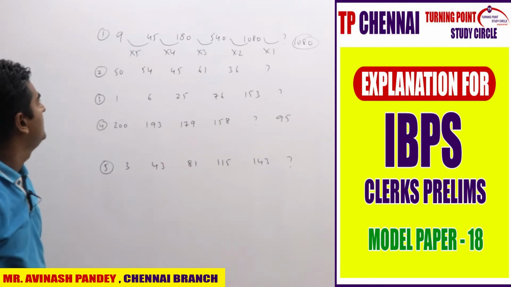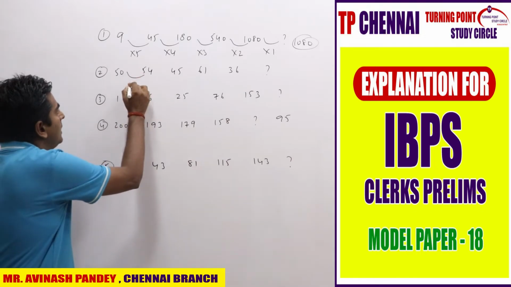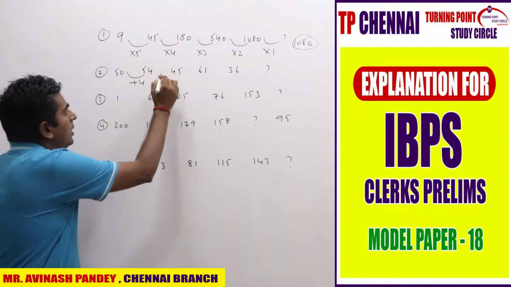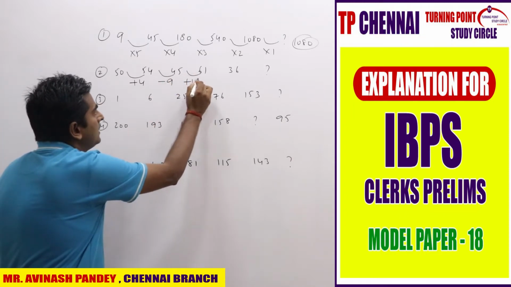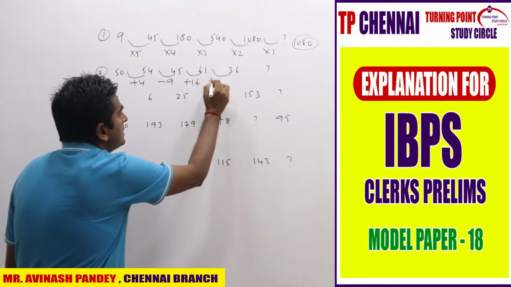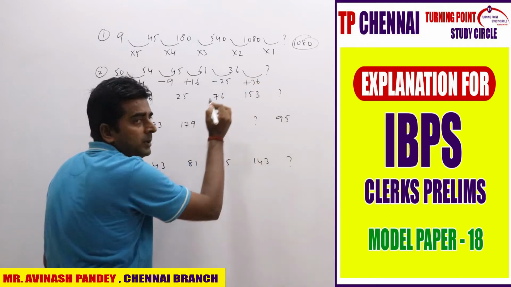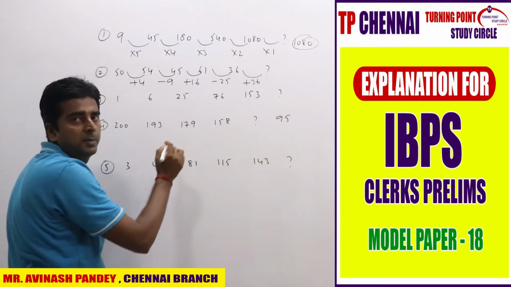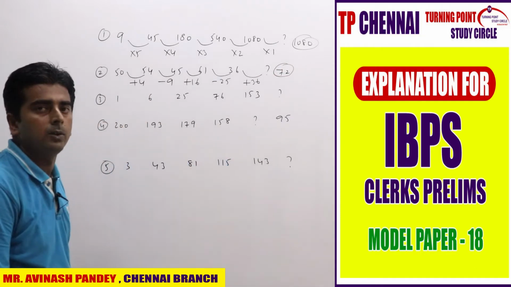In the second question, they have given 50, 54, 45, 61, 36, question mark. Here the series is not increasing that much. What is the difference? It is plus 2 square, then minus 3 square, plus 4 square, minus 5 square, and the next will be plus 6 square. So 36 plus 36 is how much? 17. My answer is 17.